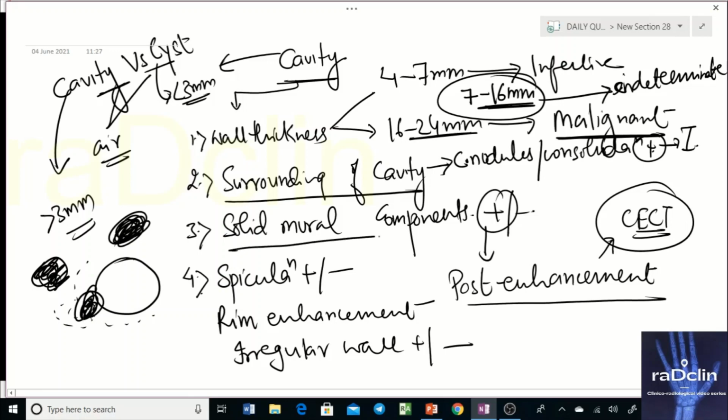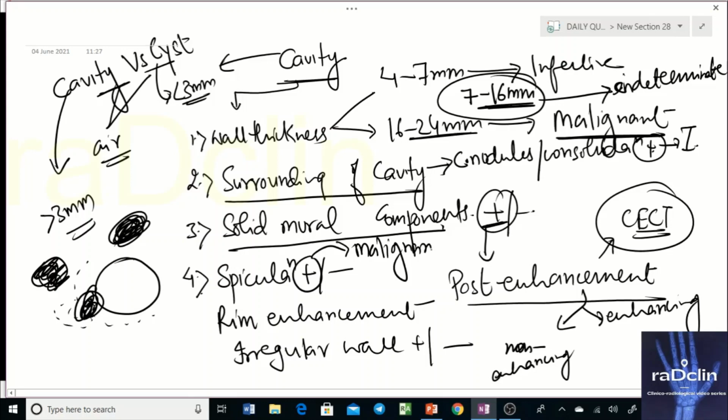If you have solid mural components present, the solid mural component can be present in both infective and non-infective. The important point is that in infective, they will be non-enhancing, whereas in case of malignancy, they will be enhancing. Spiculation is a characteristic feature of malignancy. Remember this, at the periphery of the nodule or the mass. Rim enhancement is shown by infective pathologies. And if the wall is irregular, it suggests malignancy.